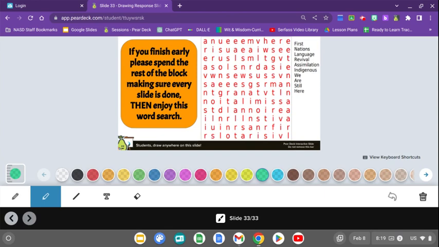Finally, now that you've annotated all these slides and have just done a beautiful job following along, we can finish, if you're finished early, figuring out where these words to the right are in this word search. First Nations, language, revival, assimilation, indigenous, we are still here. All of those words are here in this word search. Your goal is to find them all and highlight them. Please make sure you use the highlighter and not the pencil, as that will cancel out the word and you'll end up searching forever. So please take the time now to complete this word search.